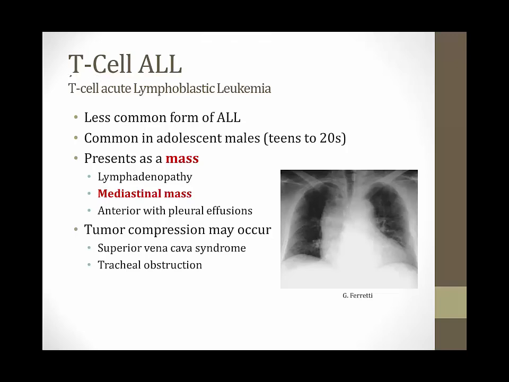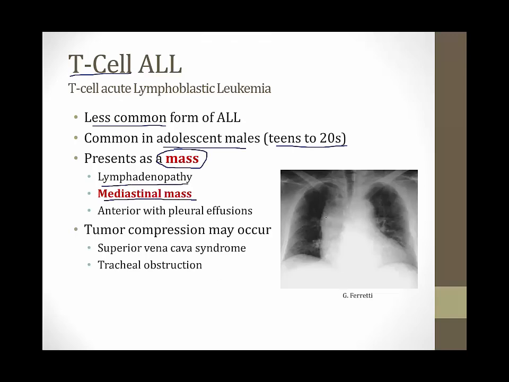I told you before that B-cell ALL is the much more common type of acute lymphoblastic leukemia, but now let's talk about T-cell ALL, which is the less common form of this disorder. So T-cell ALL is common in adolescent males, usually in their teens to 20s, so a much older demographic compared to the 4-year-old children who develop B-cell ALL. Also, in contrast to B-cell acute lymphoblastic leukemia, T-cell ALL usually presents as a mass. It can present as lymphadenopathy, and it classically presents as a mediastinal mass.